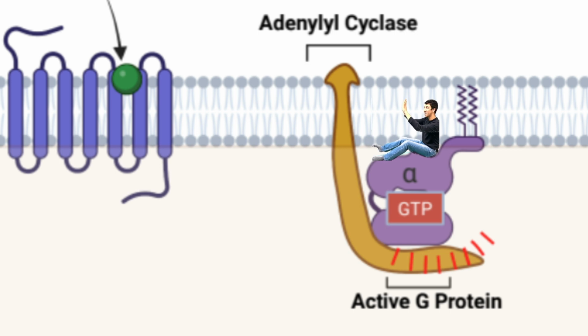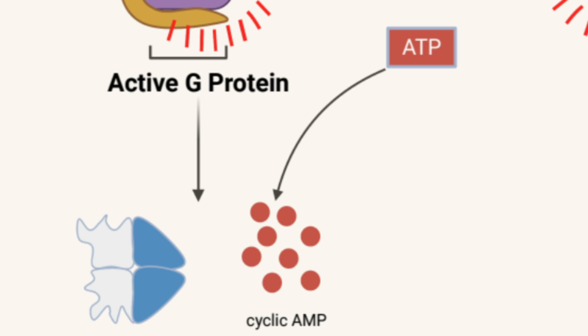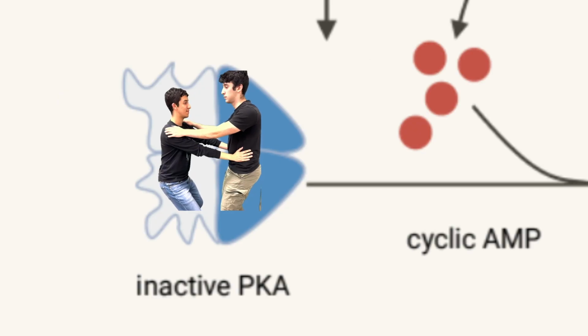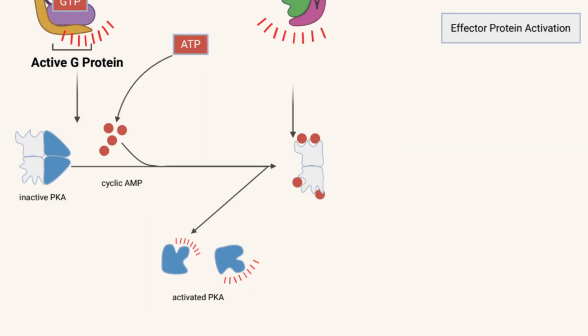Once adenylyl cyclase is activated, ATP gets converted into cAMP, which is a secondary messenger that directly binds to target proteins. cAMP binds and activates PKA. The structure of PKA is important to understand. PKA can be in 2 states, active and inactive.